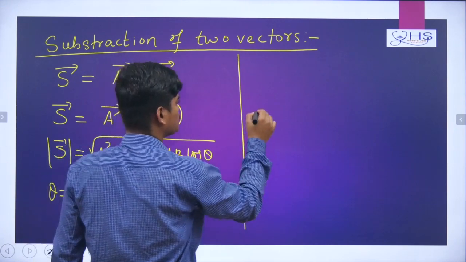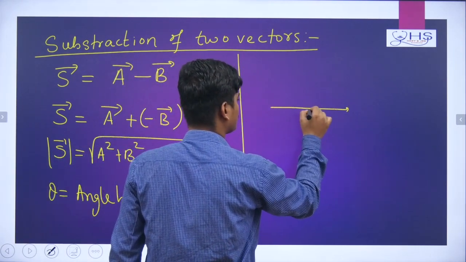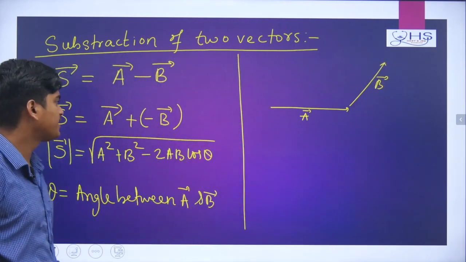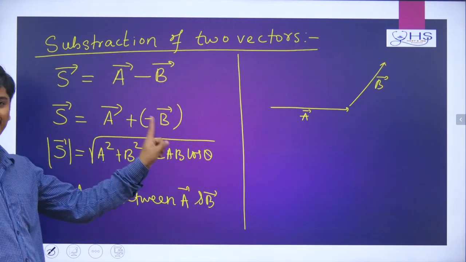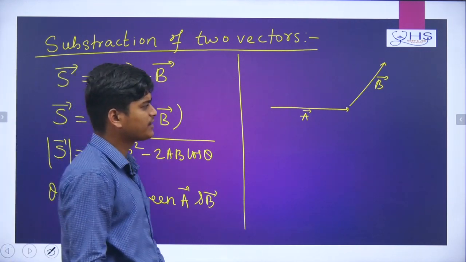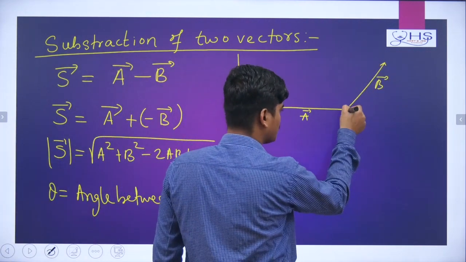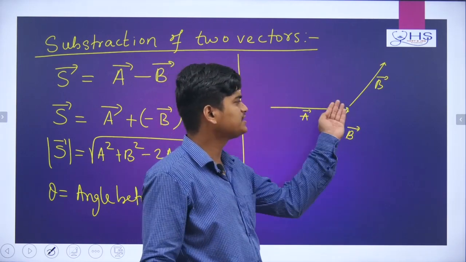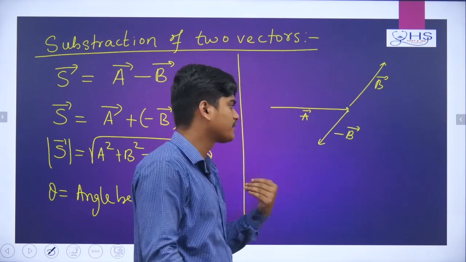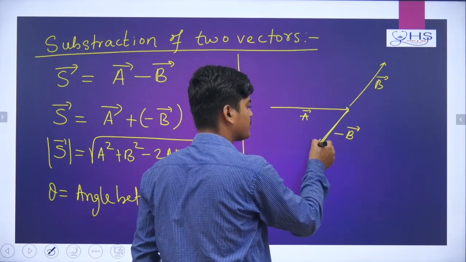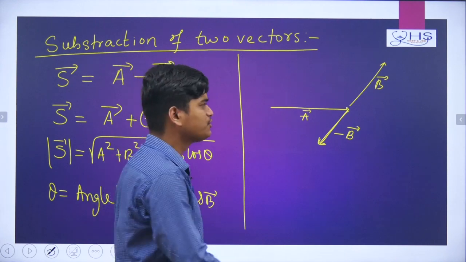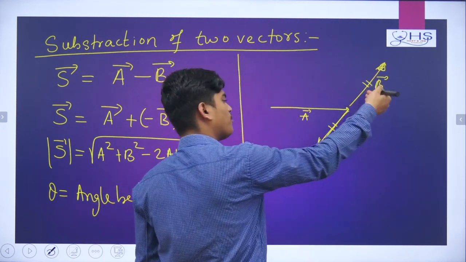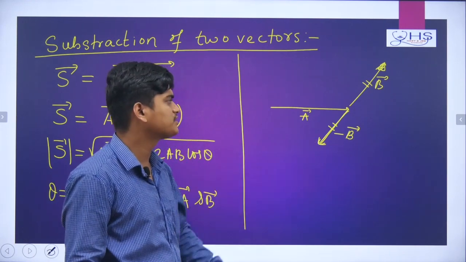Now understand here. Suppose A vector goes this way, and this is your B vector. A vector and B vector are there, but here we need to find minus B vector. So you take this vector the opposite way. This is your minus B vector. If a vector is like this, you take it just the opposite way. That means you keep the same magnitude, but take the opposite direction. This will become minus B vector.